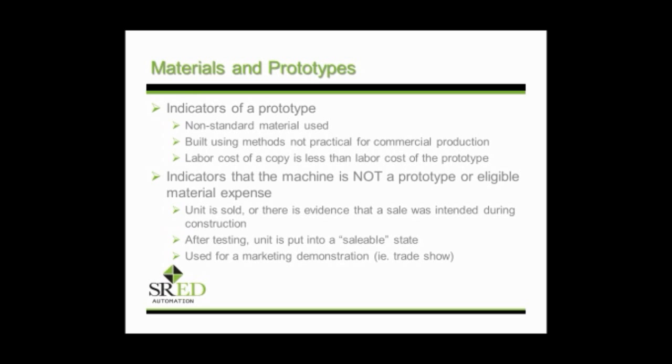In other words, if you have a PO for the product, that is showing evidence that you have a sale that is intended to occur once it's constructed. So therefore, it would not be a prototype eligible expenditure. After testing, the unit is put in a saleable state, or it's used for a marketing demonstration or trade show.